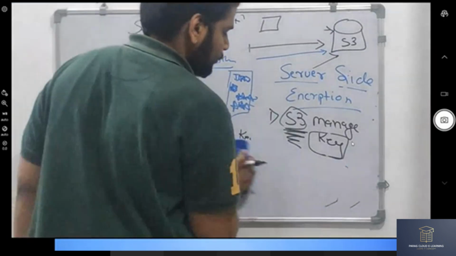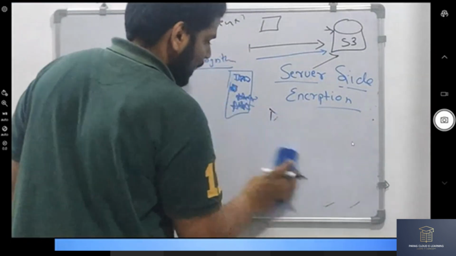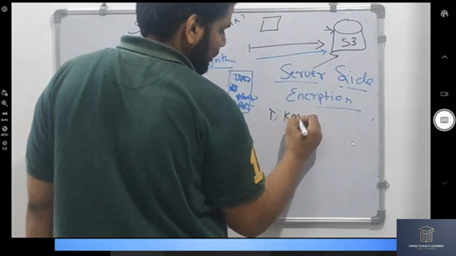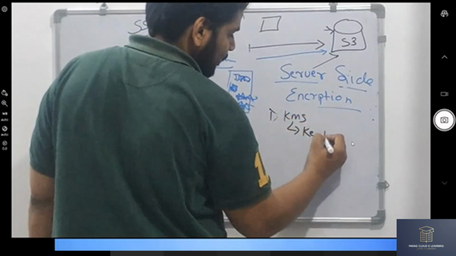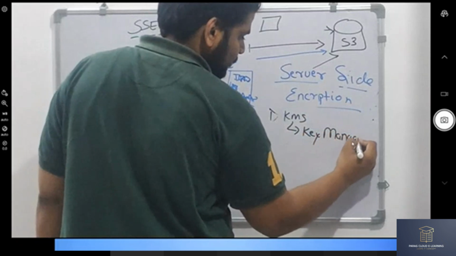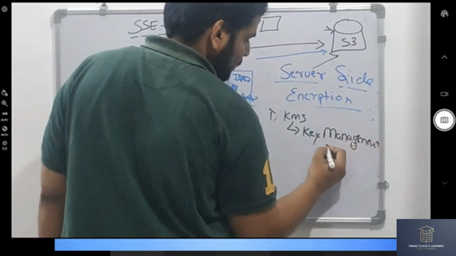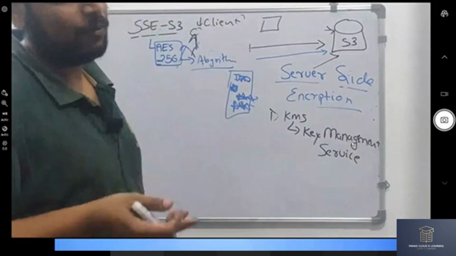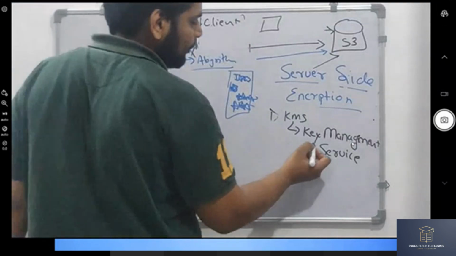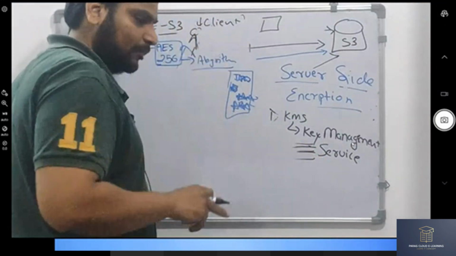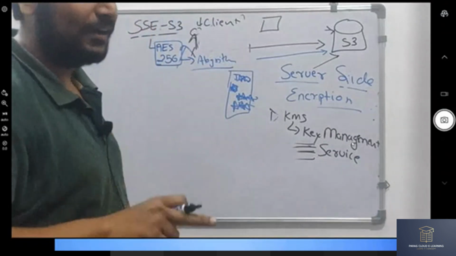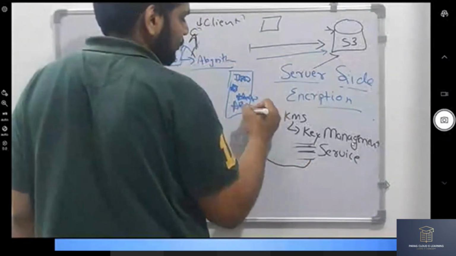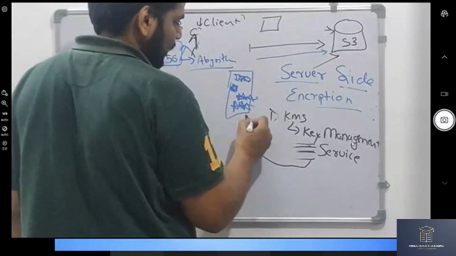Second scenario, Amazon asks you to create the key. Amazon has a service called AWS KMS, Key Management Service. Just like S3 bucket, you can go and create your bucket. Here you can go and create some keys in Amazon, and you can use those keys to encrypt the data.